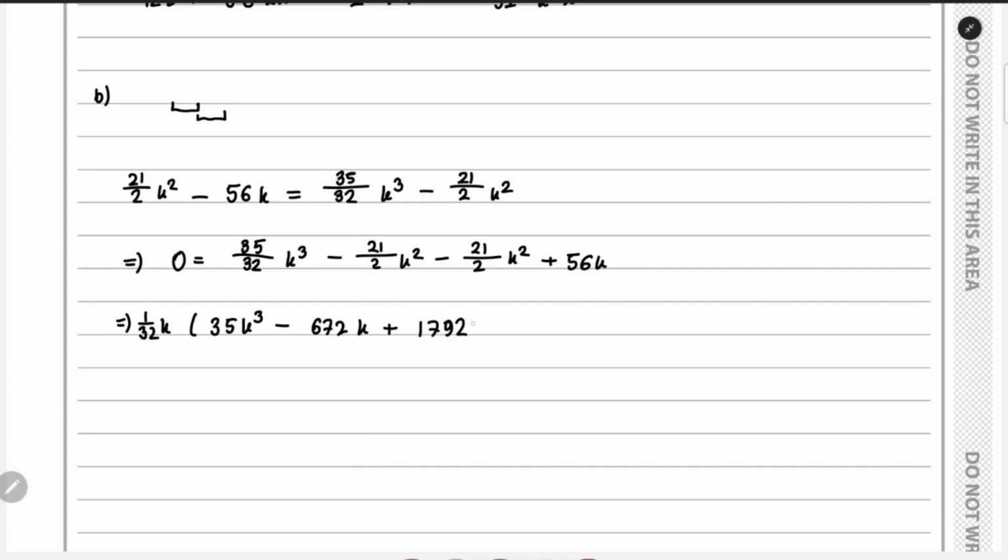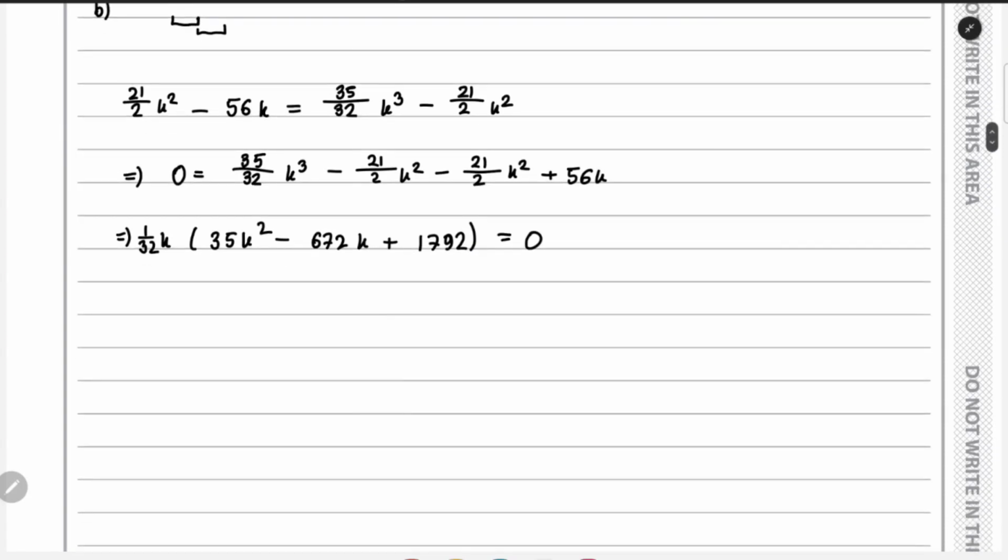Okay, we are taking a k common out here, so this will be squared, this will be k to the power 1, this will be equal to 0. Now we can solve the quadratic. Before doing so, we can take a 7 common out from here as well. We'll have 5k square minus 96k plus 256 equal to 0.